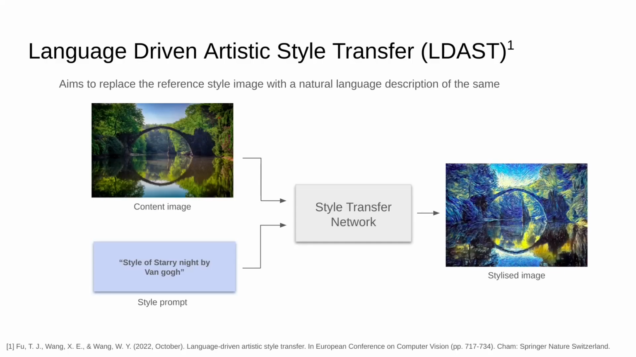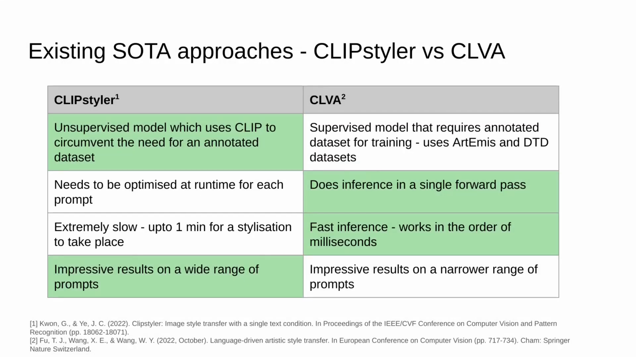Language-driven artistic style transfer, or LDAST, is an approach that eliminates the need for a style image by using a descriptive text instead, as you can see from here. In LDAST, the two leading approaches are CLIPstyler and Contrastive Language Visual Artist, or CLVA.